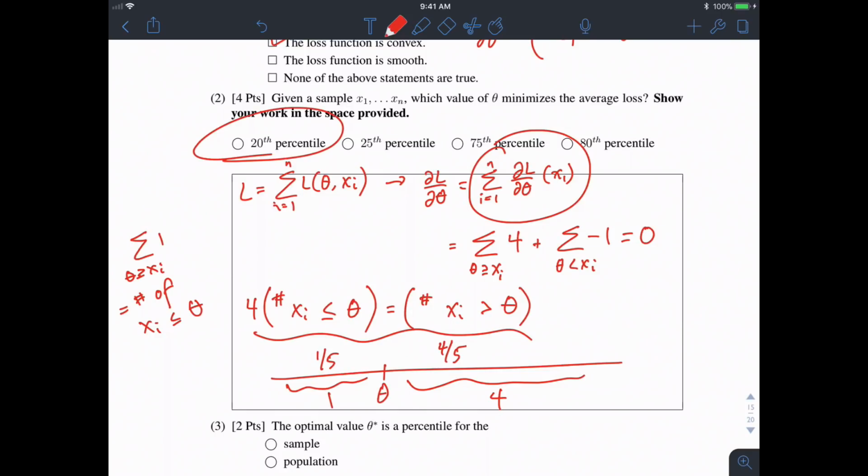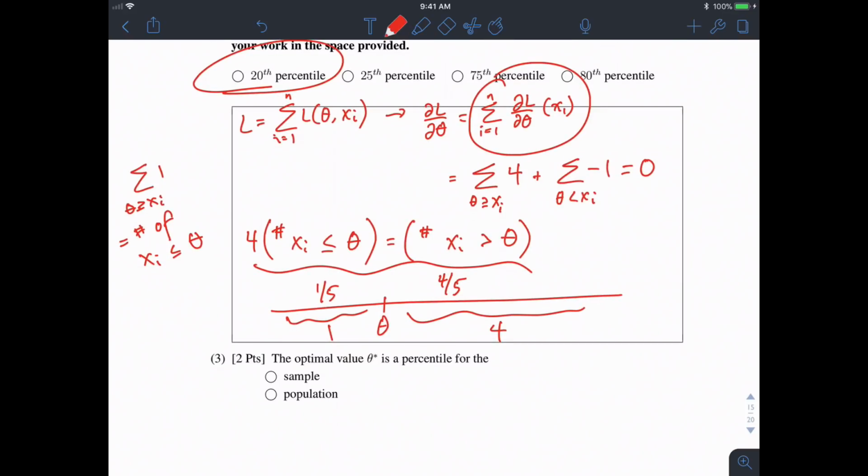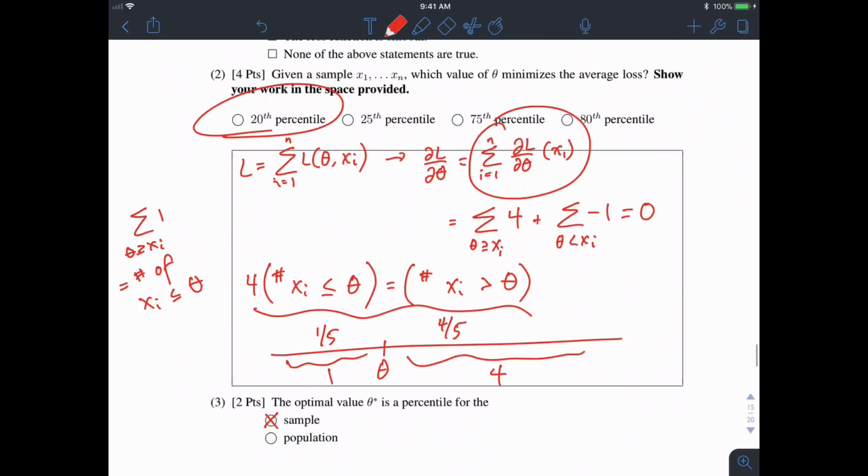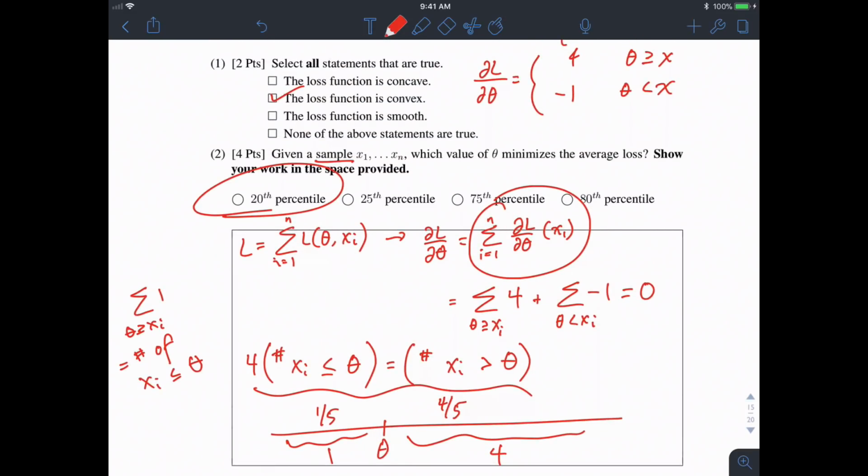Okay, and again, this was also done in discussion 5. Solutions are linked below if you have more questions. The optimal value theta star is a percentile for the population or the sample. Well, in this case, it's the sample, right? Because we are told that we have a sample x1 to xn. We just have some n data points, not necessarily a good estimate of the sample.